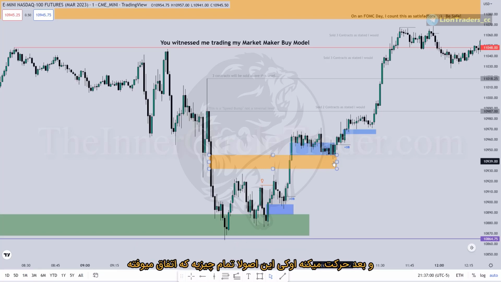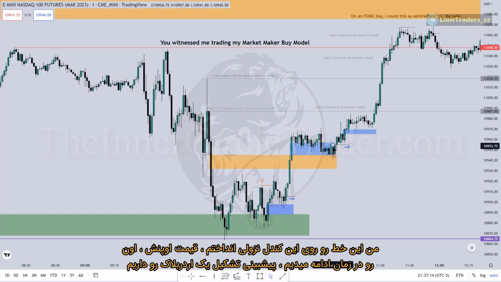Okay, so that's basically all it is. It's an entry into a fair value gap, but not even the halfway movement of it. And you see the market does in fact create support here. It rallies. I anchor to this down close candle, its open price, and draw that out in time.